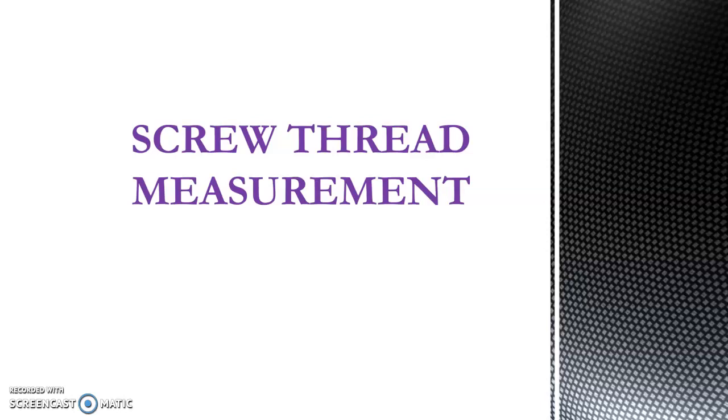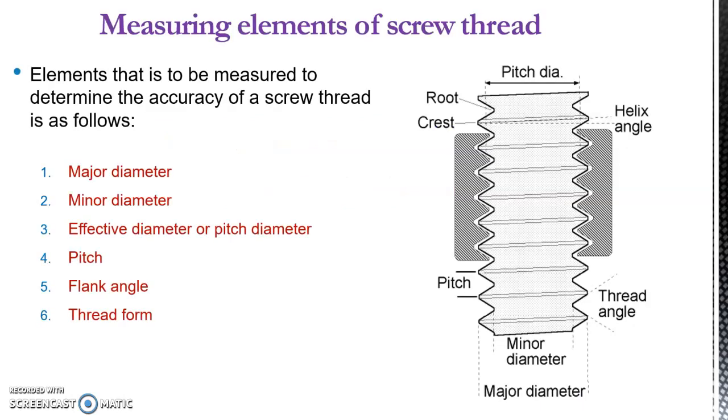Hello, welcome to the session of screw thread measurement. The various elements to be checked in a screw thread is shown in this picture. It contains three diameters: one is the major diameter, and the smallest diameter is the minor diameter, and another one is pitch diameter, or otherwise known as effective diameter.